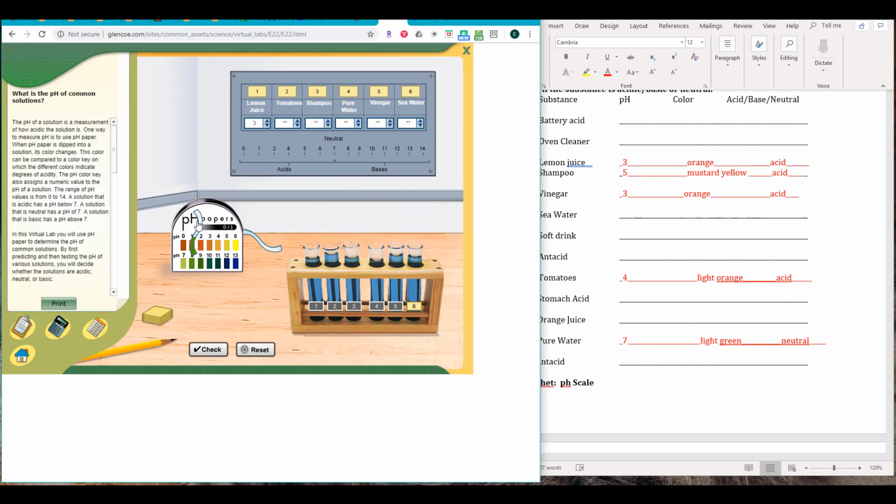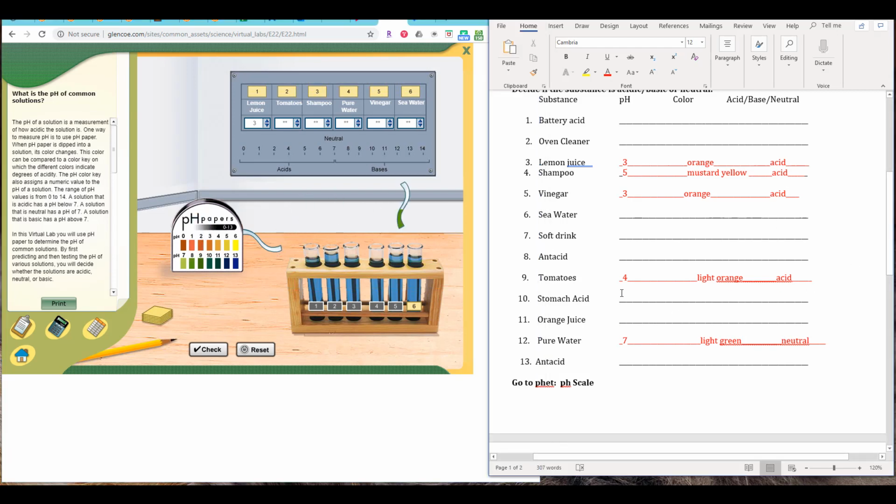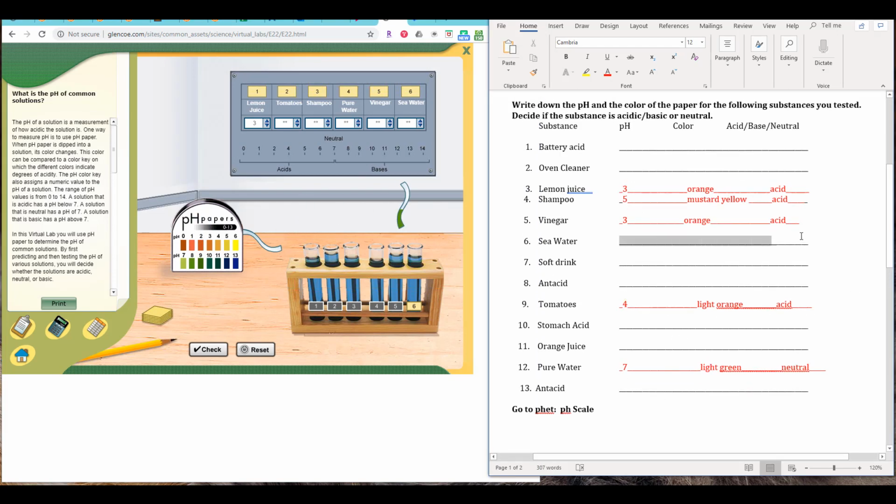Okay, now the last one for me is seawater. And I'm just going to take a peek at this. Let's see. Okay, it's about 8. It's not quite 7, it's not quite 9. It's right at 8. So I'm going to label this.